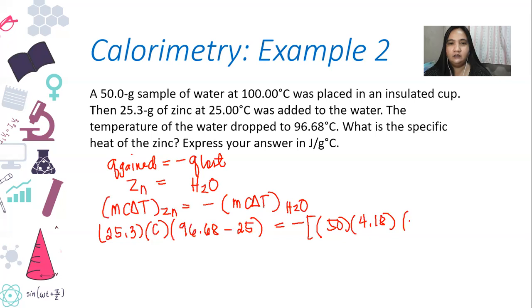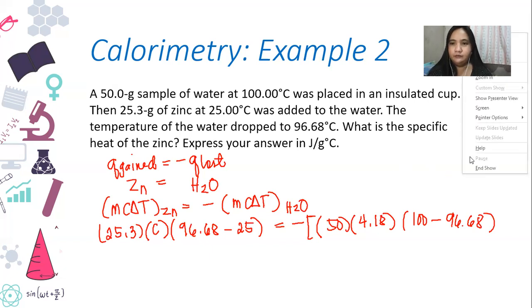And then this will be 100 minus 96.68. Is that correct? Let's check that again. Am I doing this correctly? Yeah, I guess it is. Oh, I'm sorry, I think I made an error here. That's why I said there was something wrong with it. Let's erase this. I interchanged them. Okay, let's do that again.